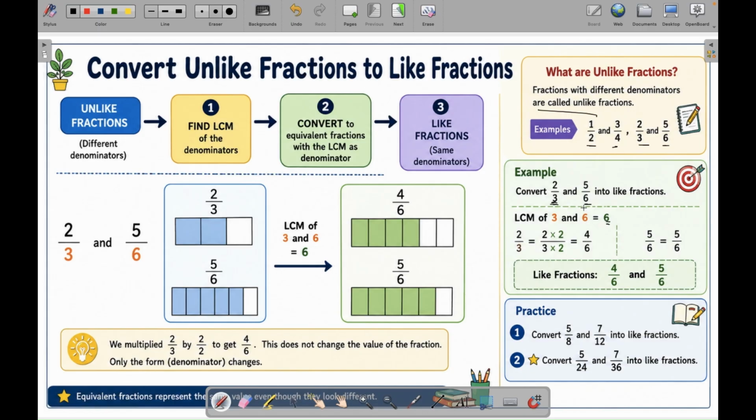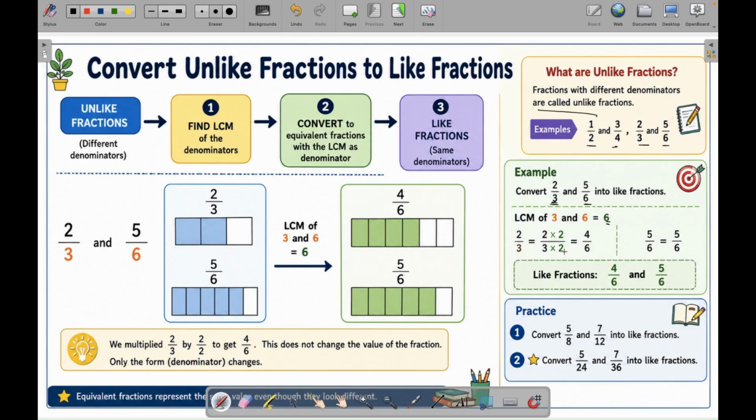So we calculated the LCM as 6. Now we know that 6 must be the common denominator of both these fractions, right? The first fraction I have is 2 by 3. Now I have to make its denominator 6. So I'll try to find a number that I must multiply with 3 so that I get 6, which is 2. If I multiply 3 with 2, I'll get 6.